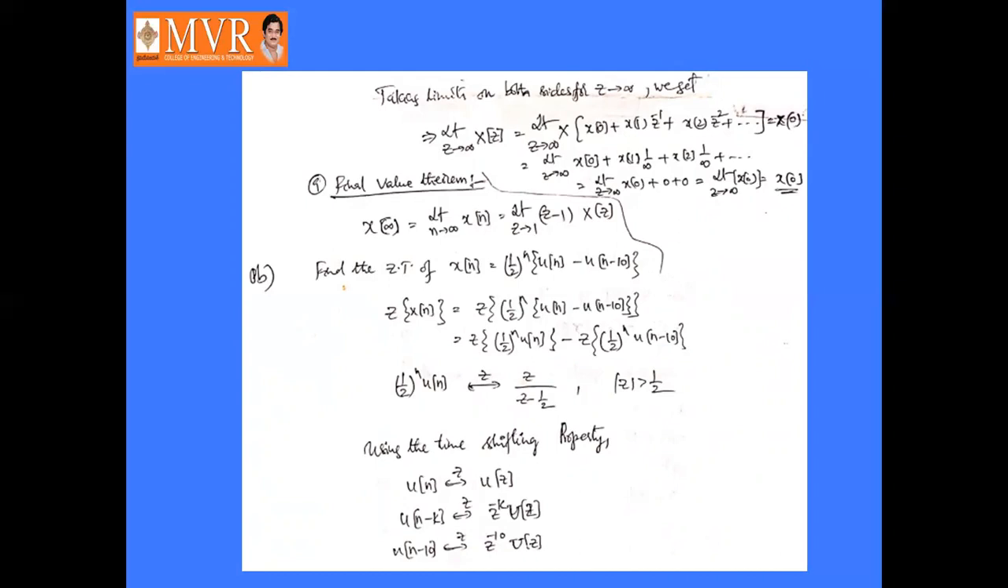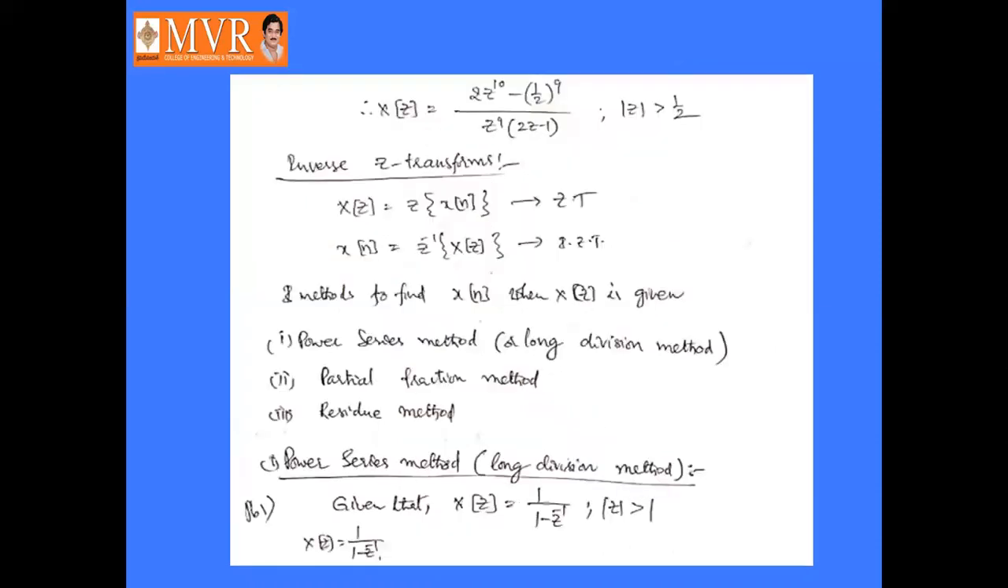So as we already know the time shifting property, the z transform of (1 by 2) whole power n into u of n is nothing but z by z minus 1 by 2, where mod z is greater than 1 by 2. Time shifting property: the z transform of u of n is U of z. The z transform of u of n minus k is z power minus k into U of z. Similarly, for n minus 10 it is z power minus 10 into U of z.